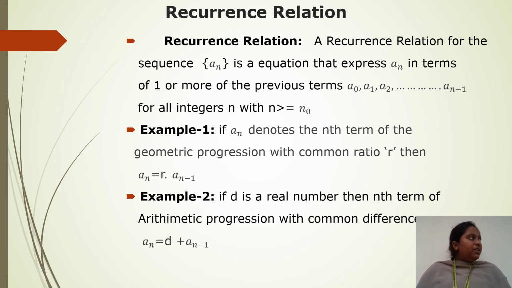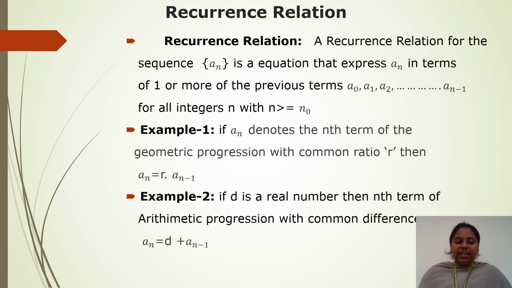A recurrence relation for the sequence {a_n} is the equation that expresses a_n in terms of one or more of the previous terms a_0, a_1, a_2, and so on up to a_(n-1), for all integers n with n greater than or equal to n_0. Some examples: if a_n denotes the nth term of the geometric progression with common ratio r, then a_n is equal to r times a_(n-1).